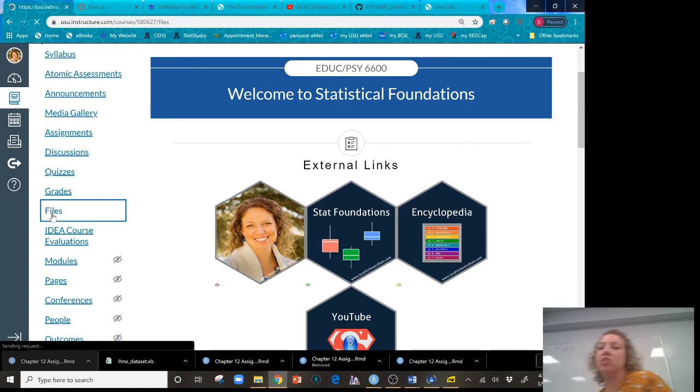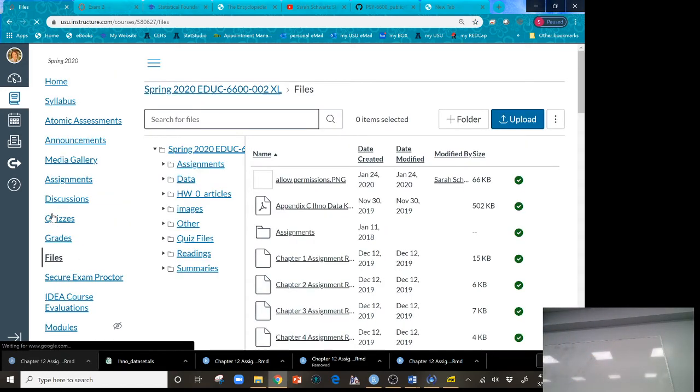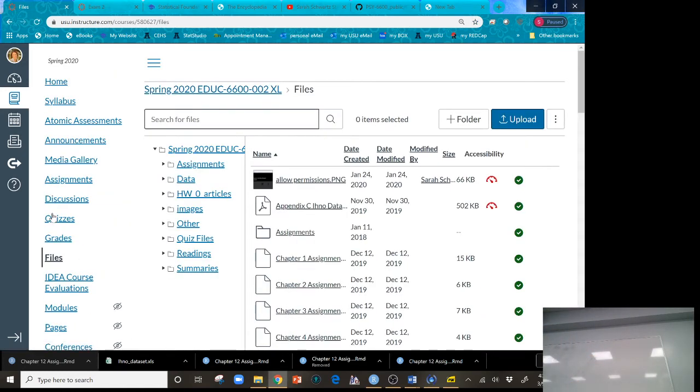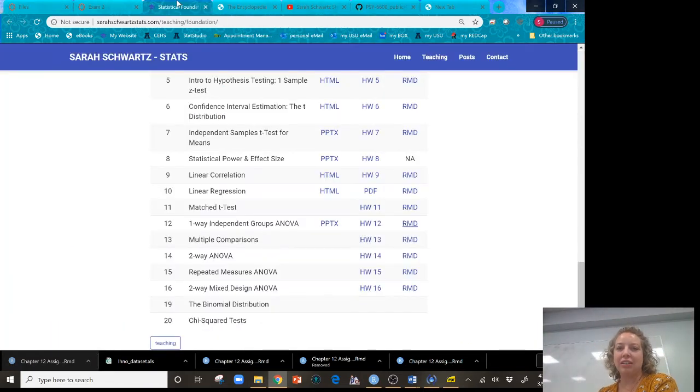If you go in Canvas, if you go to files, all the assignment RMDs are in here, and these are the right ones. So you can download them from within Canvas if you want, and it will for sure have the YAML header. I cannot figure out why that download link will not include the YAML header. I gave up after a half hour because class had to start.